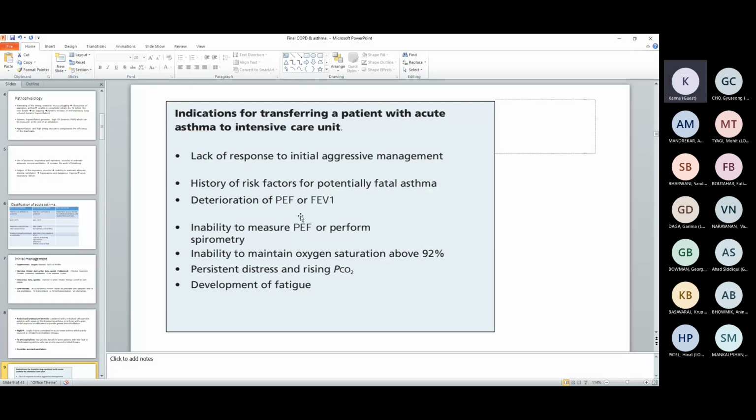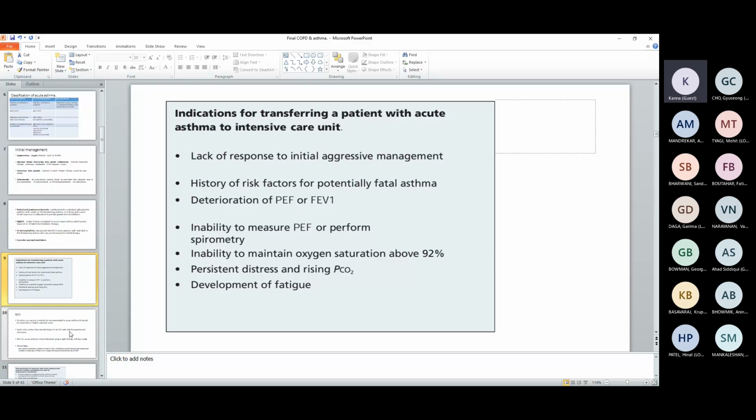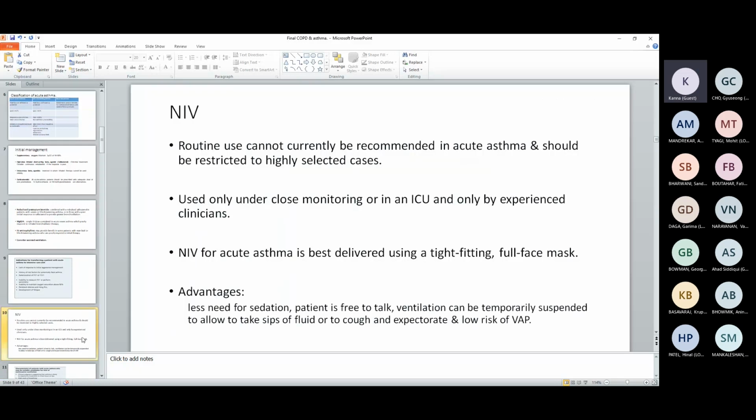And if the patient is unable to do the peak expiratory flow test or the spirometry, or there is a deterioration in their performance, and inability to maintain the oxygen saturation more than 92%, and persistent respiratory distress with hypercarbia and development of respiratory muscle fatigue. These patients should be moved to the intensive care unit, and they can receive assisted ventilation either by the non-invasive or the invasive method.